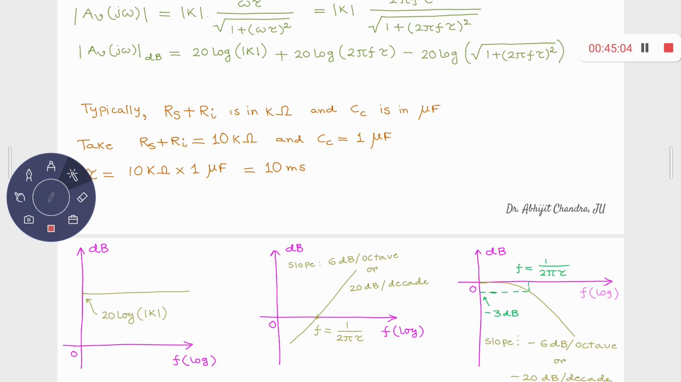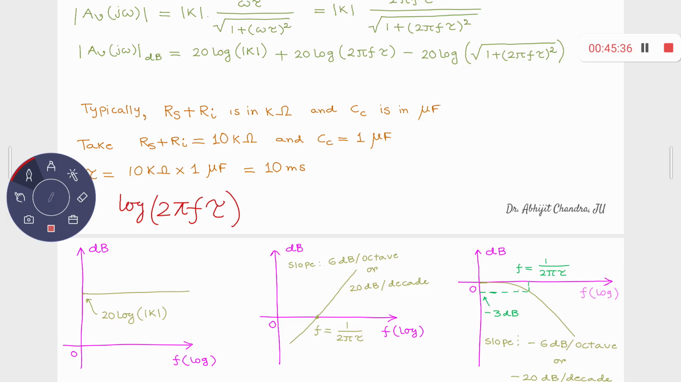What about the other part, 20 log twice pi f tau? As you change the frequency, what will be the impact? How does it vary? Forget the 20 part, just concentrate on log of twice pi f tau. Only concentrate on this part. It will vary with frequency, but how does it vary?